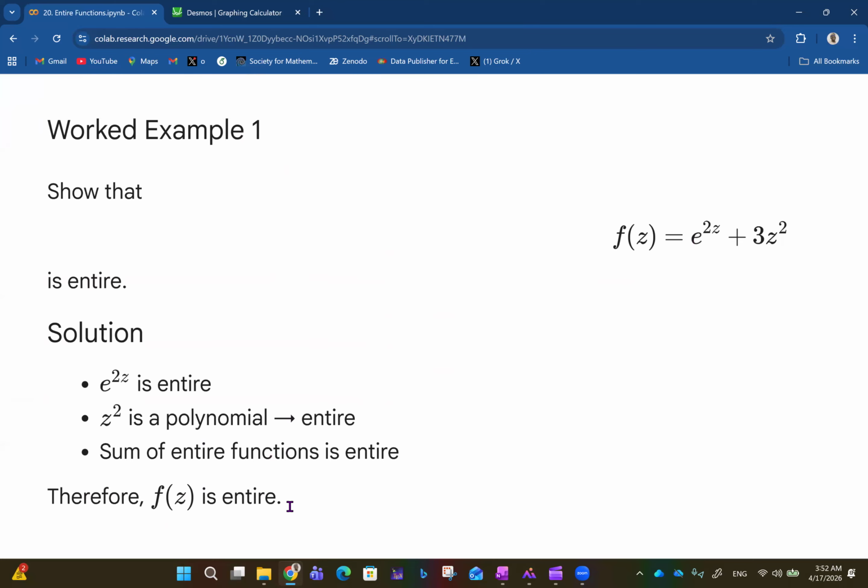Now, a worked example: if you want to show that f of z equals e raised to 2z plus 3z squared is entire. Solution: we see that e raised to power 2z is entire, right? Because it is differentiable everywhere. Then z squared is a polynomial, which is also entire. And the sum of entire functions is entire. Therefore, f of z is entire, basically.